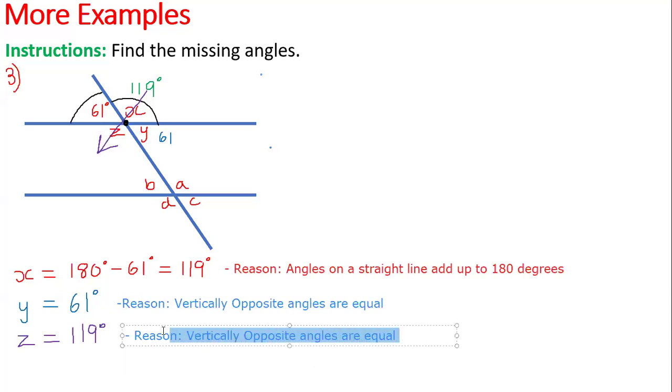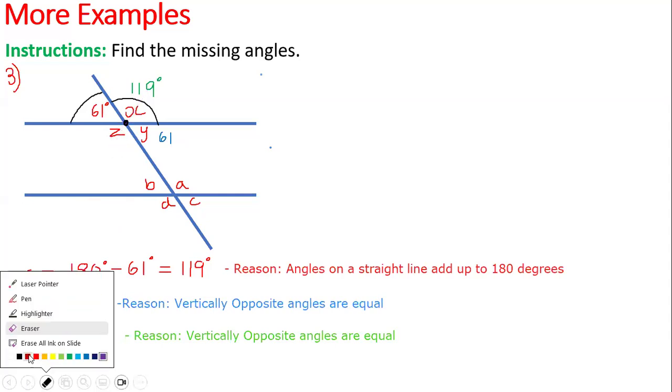Are y'all understanding what I'm doing? Yes, sir. Vertically opposite angles are equal. So that's how we get that Z is equal to 119. Again, Z is equal to 119 because X is 119 and they are vertically opposite each other. So this is going to be equal to 119.